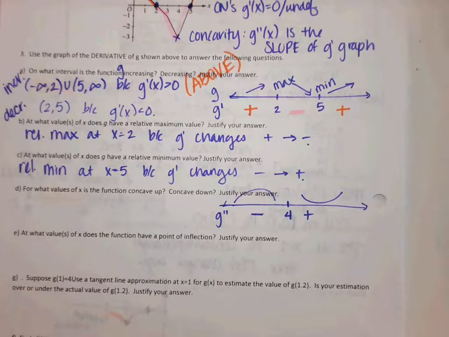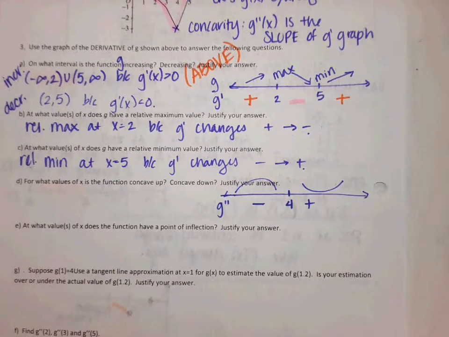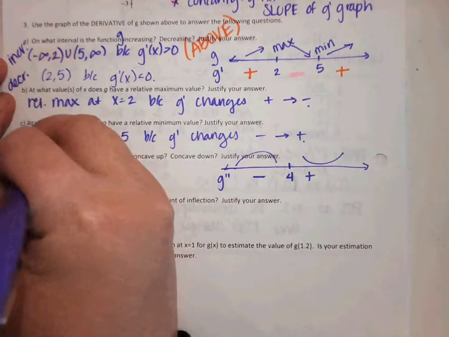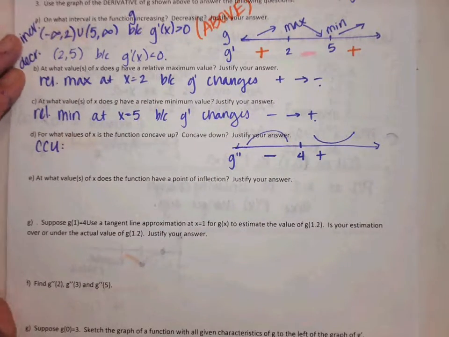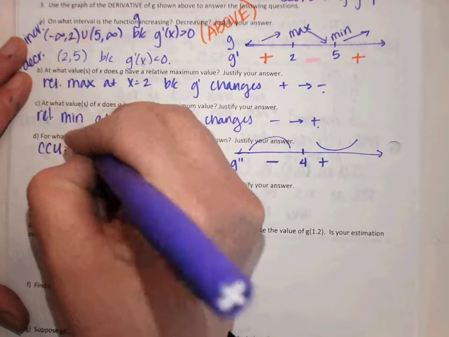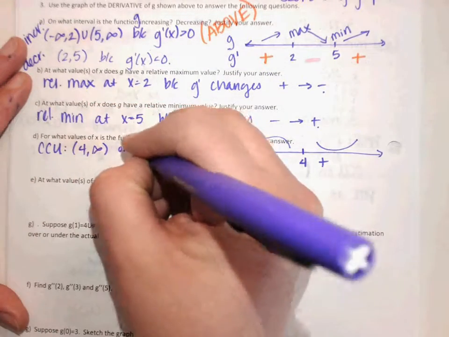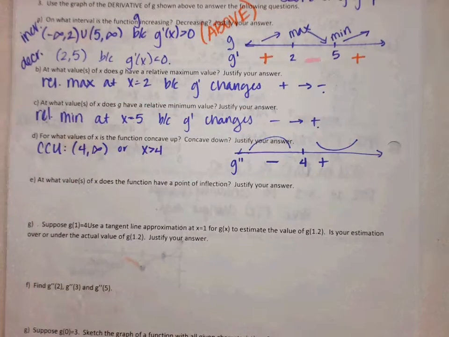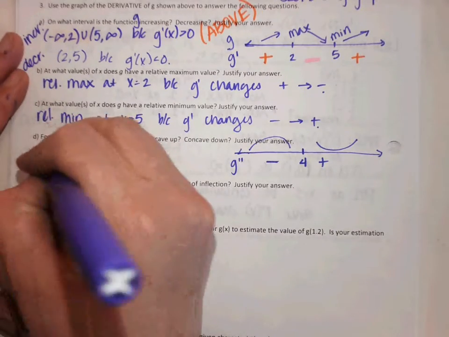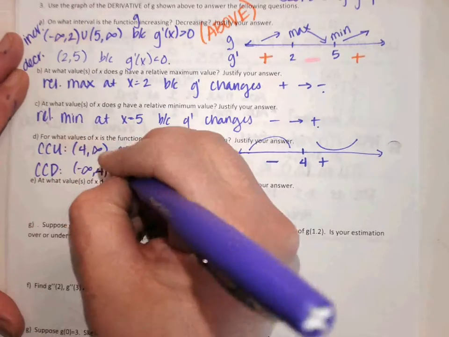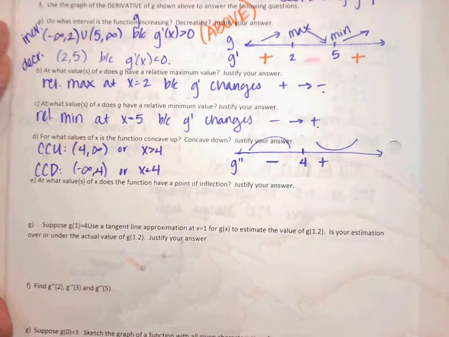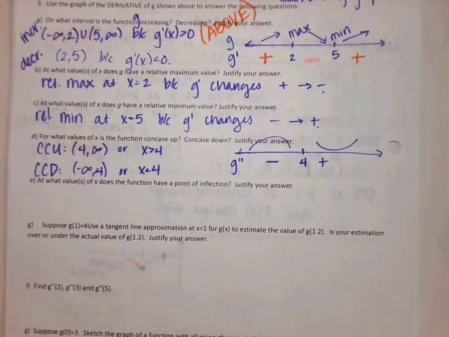Yep. Okay, so where's it concave up? Look at our number line that we drew. 4 till infinity. Could you put x greater than 4? Sure, it doesn't matter, they're the same thing. Where is it concave down? Negative infinity to 4, or you could put x less than 4. Again, doesn't matter. Then when it says justify, here's your justify.